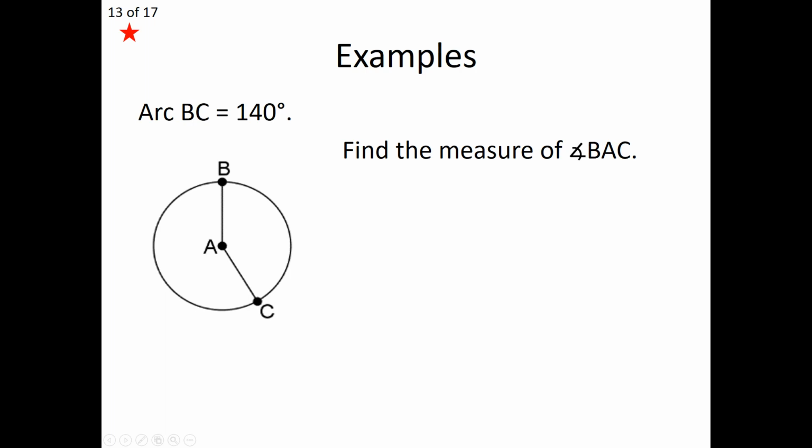Let's do another example. We're given that the arc measure of BC is 140 degrees, so this arc measures 140 degrees. Find the measure of angle BAC.